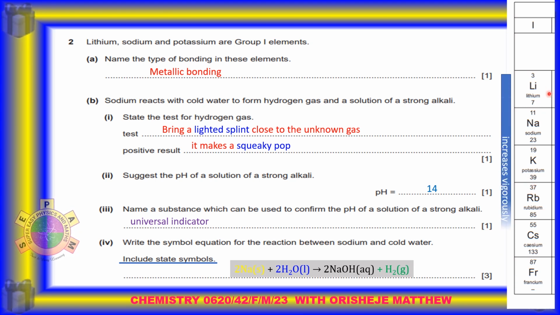Then reducing agent, so the ability to donate electrons. The reducing agent increases in strength down the group. So down the group, the group 1 elements have more tendency to easily release their outermost electron to form ionic compounds. So reaction with water increases in vigor. So we'll talk about that. So those are some of the things to revise with group 1 elements.